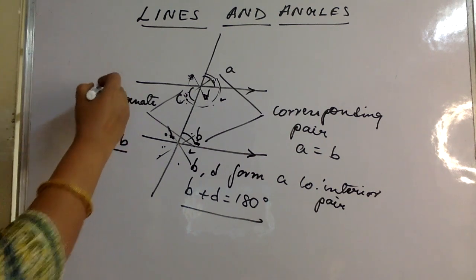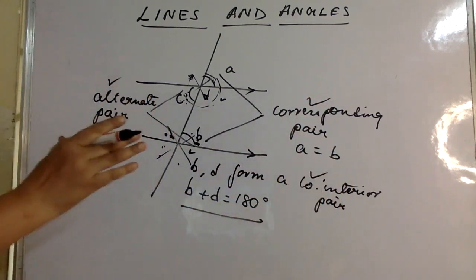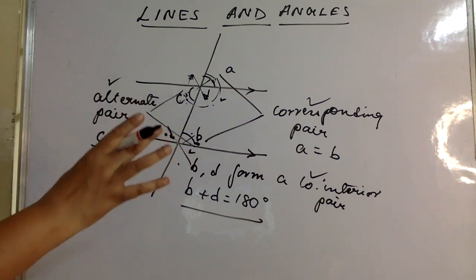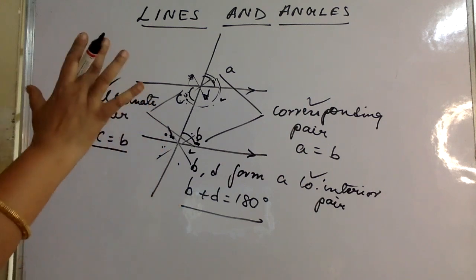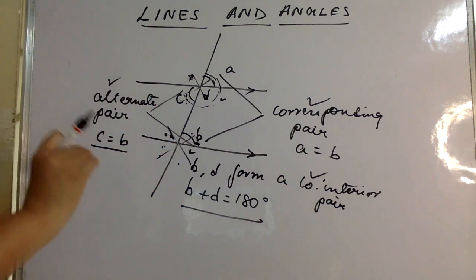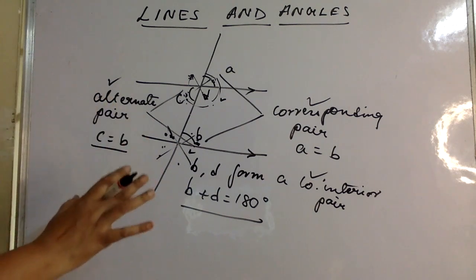Now remember these three things: alternate, corresponding and co-interior. These three things that you are learning new in parallel lines will apply only if the lines are parallel. If the lines are not parallel, or the question has not declared the lines to be parallel, you cannot use these three things.